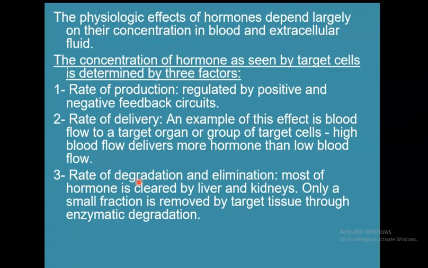Normally, the main organs that break down the hormones are the liver and kidney. Also, the target cells degrade some of the hormones. So the concentration of the hormones is determined by the rate of production, which is controlled by the feedback mechanism; the rate of delivery, which is controlled by the blood flow to the target cells or target organ; and the rate of degradation and elimination, which is carried out by the liver, kidney, and the target cells.